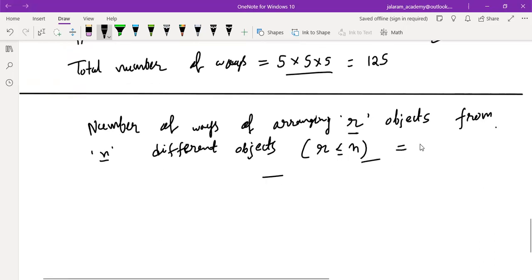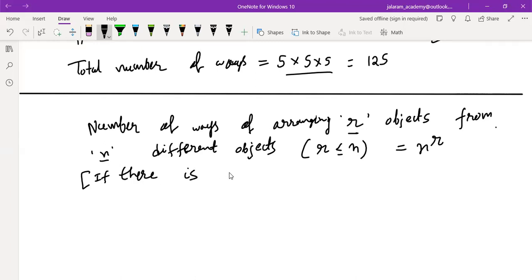So it will be actually n to the power R. Is that clear to you? If there is no restriction. Understood? Number of ways of arranging R objects from n objects, if there is no restriction. Okay. Understood everyone? Yes, sir.